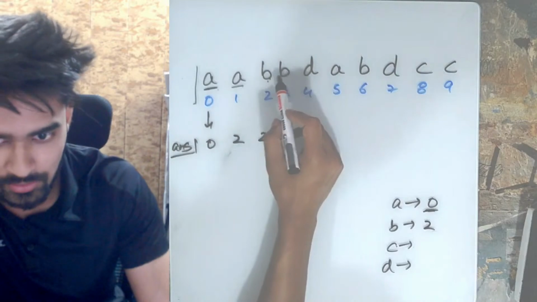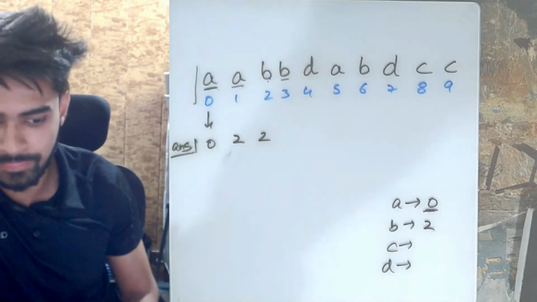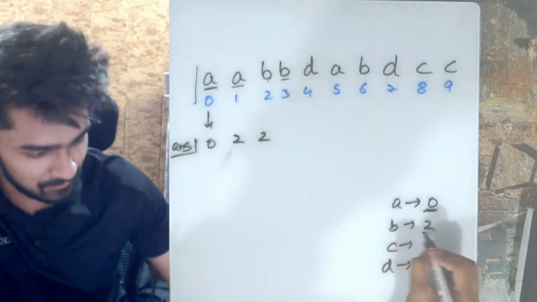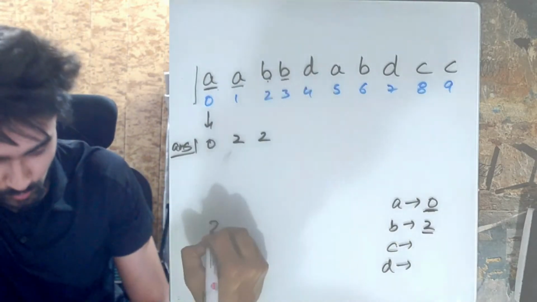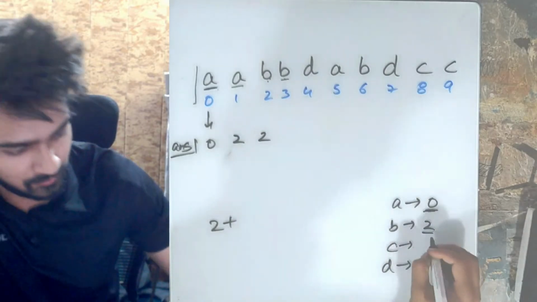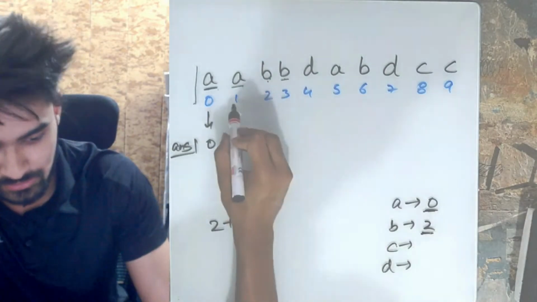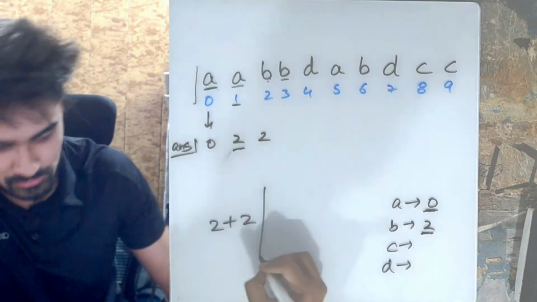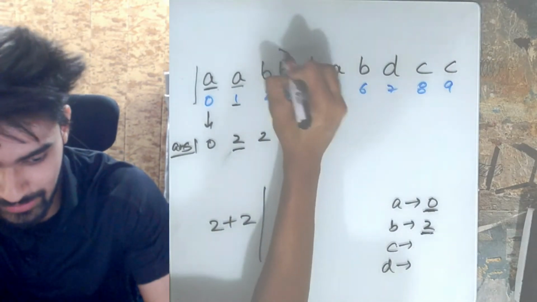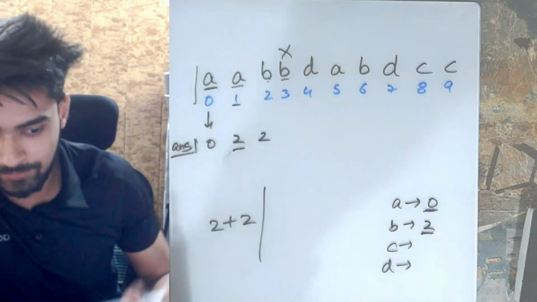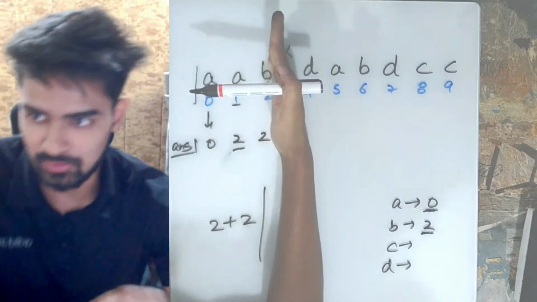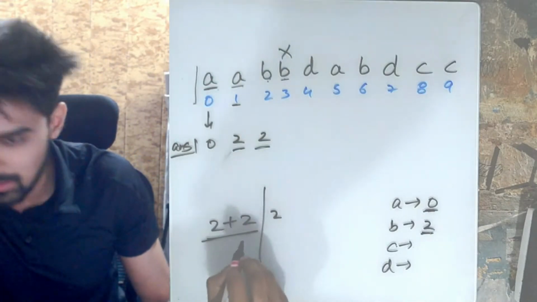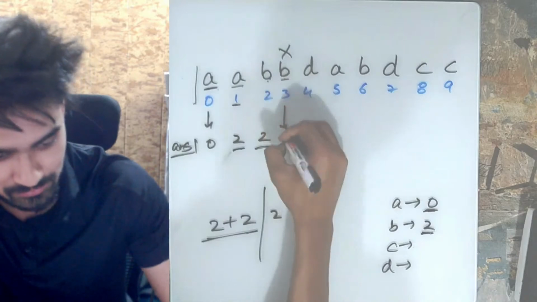Now, coming on to this B. This B says, did we have a B before this B? Yes, we had a B at index 2. So add 2 plus the answer of this index minus 1, which is this. So 2 plus 2 is 4. Or we could have entirely left this index and found the answer till the previous index, which is 2 only. Since 2 plus 2 is higher, the answer for this index becomes 4.